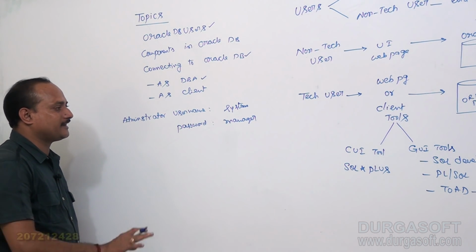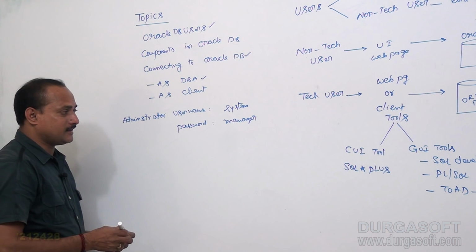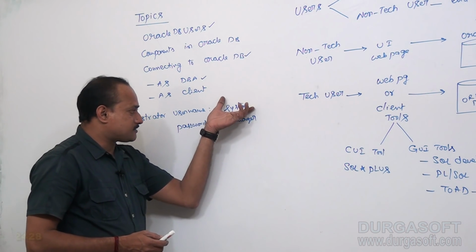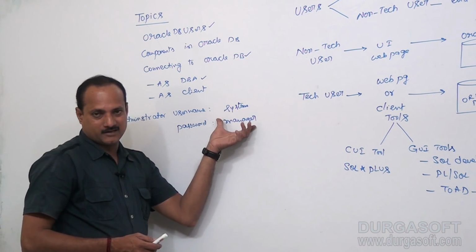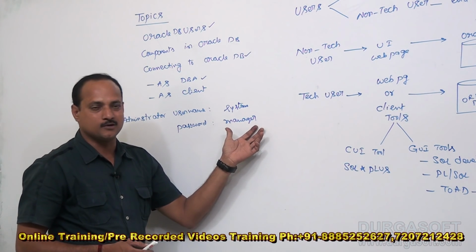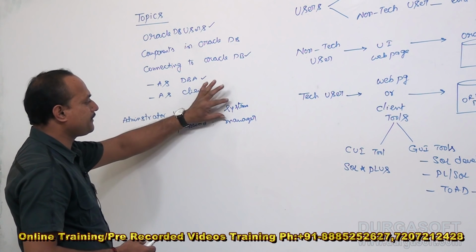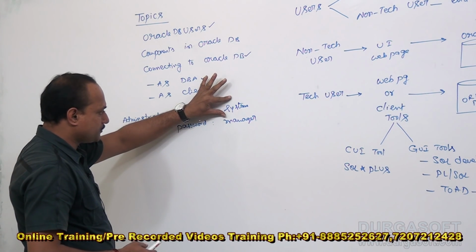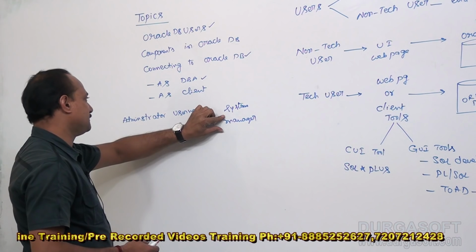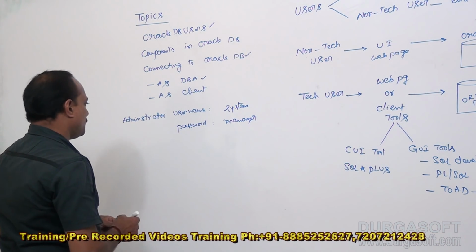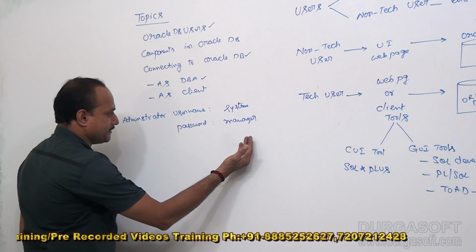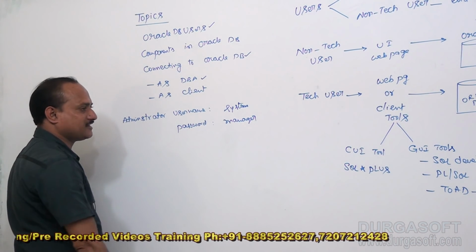This is for your personal system only. I am not explaining about real time. In real time, the administrator username and password will definitely be different. Don't expect these things. In your personal system, people will maintain the DBA administrator username as system and password as manager. Okay, fine.